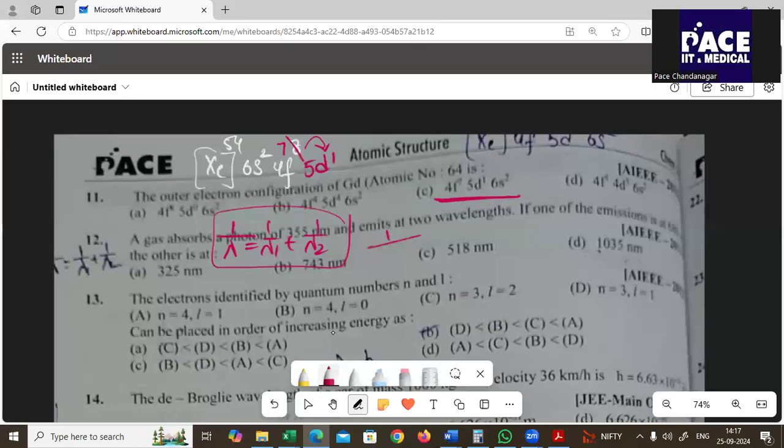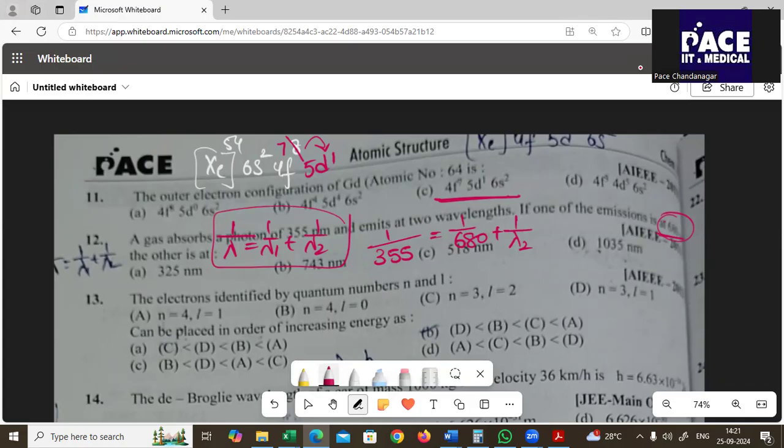So 1 by lambda, where lambda is given as 355 nanometers, you don't need to convert, is equal to 1 by lambda 1, given as 680 nanometers, plus 1 by lambda 2. From here you can bring out the lambda 2 value: 1 by lambda 2 is equal to 1 by 680 minus 1 by 355. Solve it, you will get your answer.